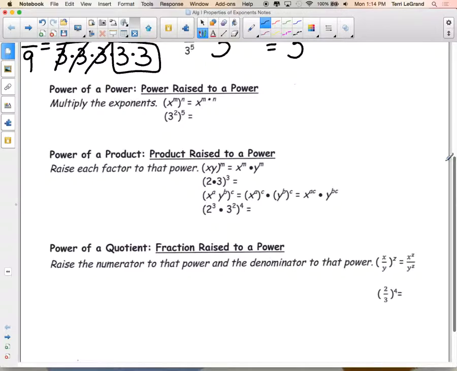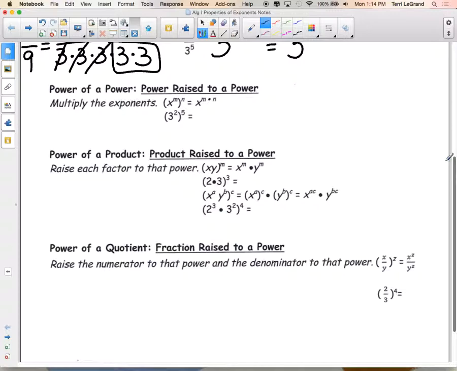Okay, let's look at the 3rd property that they assumed you knew when you got to me. Power of a power, or in other words, a power being raised to a power. Listen to that. How many exponents would be involved? 2. A power raised to another power, there would be 2 exponents involved. Does it say anything about having the same base? No, because there's only one base.